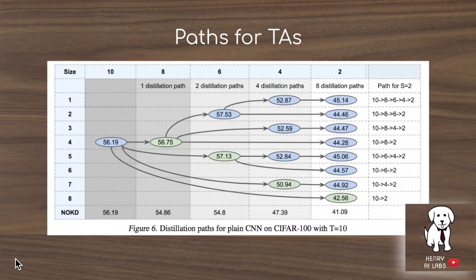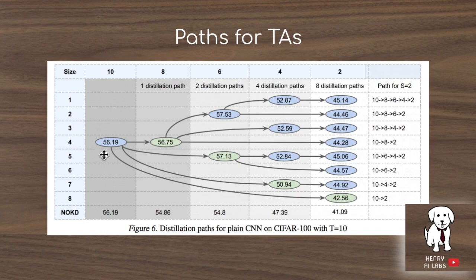Another interesting area of exploration is how many paths the TA can have before it reaches the student network. So this is a study showing all the different paths it can take from the 10-layer teacher network down to the 2-layer student network. Most interestingly, the best result is achieved by going directly from 10 to 8 to 6 to 4 to 2 at 45.14%, compared to not having any knowledge distillation at 41.09%, and going directly from 10 to 2 at 42.56. Also interesting are the results of these three pathways, 10 to 4 to 2, 10 to 6 to 2, 10 to 8 to 2, as well as all of the different combinations you can have.